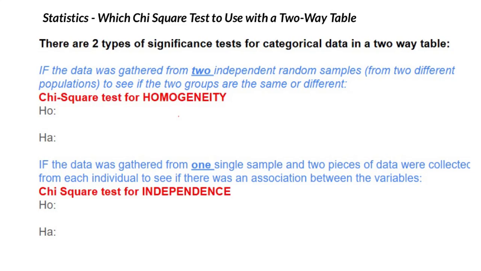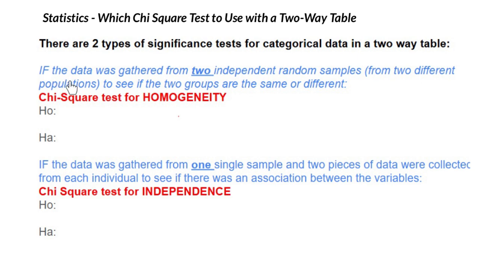In this video, I want to talk about the chi-square tests that we perform with two-way tables. And I'll give an example of each kind and show you what I mean by two-way tables. But there are two types of tests that we run for categorical data that's presented in a two-way table. Two types of chi-square tests. And it really has to do with how our data was gathered.